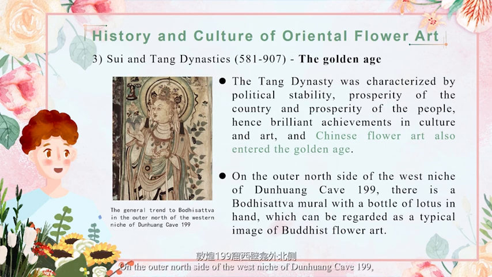On the outer north side of the west niche of Dunhuang Cave 199, there is a bodhisattva mural with a bottle of lotus in hand, which can be regarded as a typical image of Buddhist flower art.